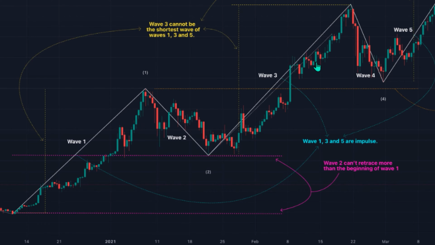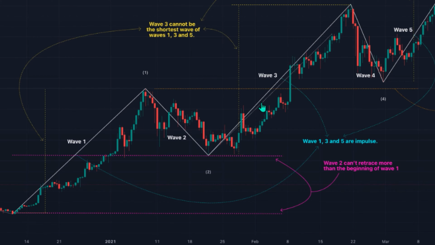The price has proceeded upward and wave 3 has been erected. We can see how the wave 3 impulsive move went further above the peak of wave 1. Also, take note that wave 3 cannot be the shortest wave of waves 1, 3, and 5. As we can see, now we have waves 1, 2, and 3 as our impulsive moves in this uptrend market.